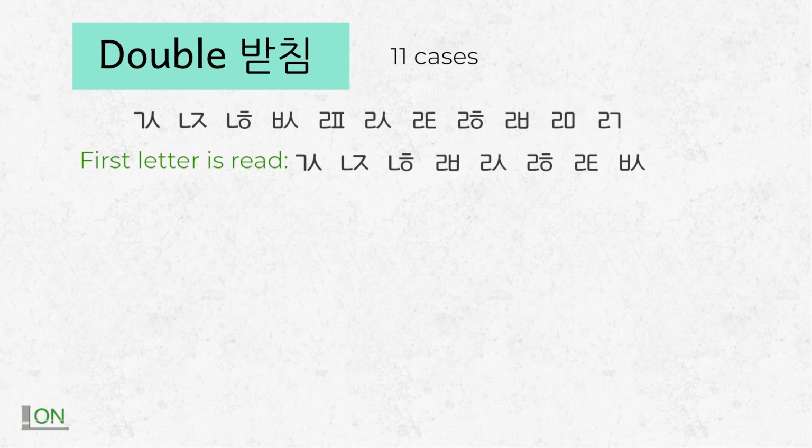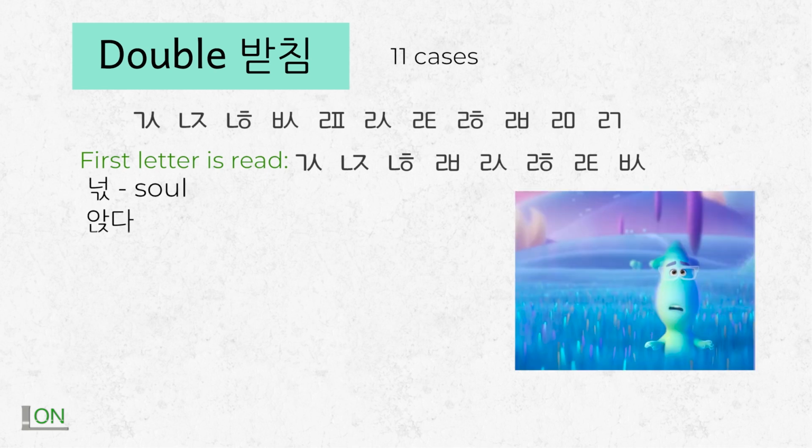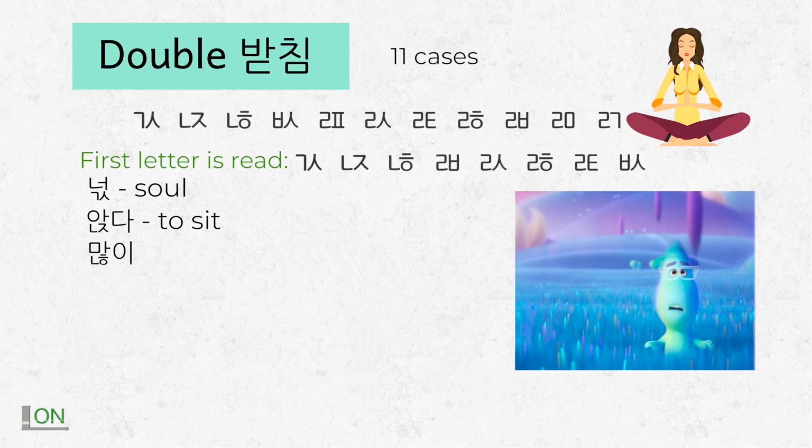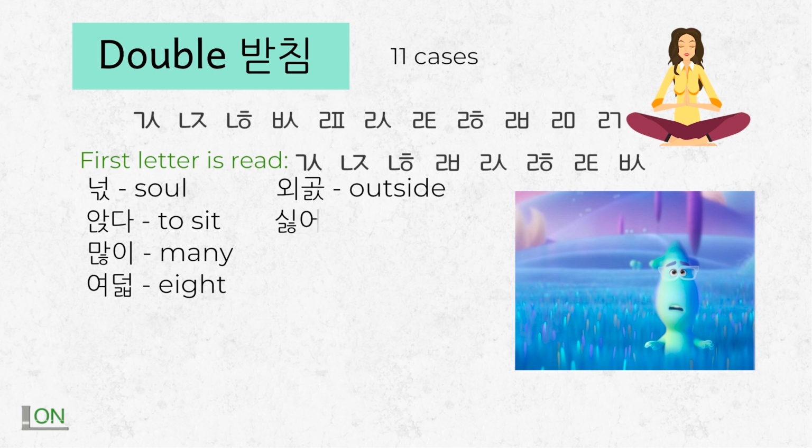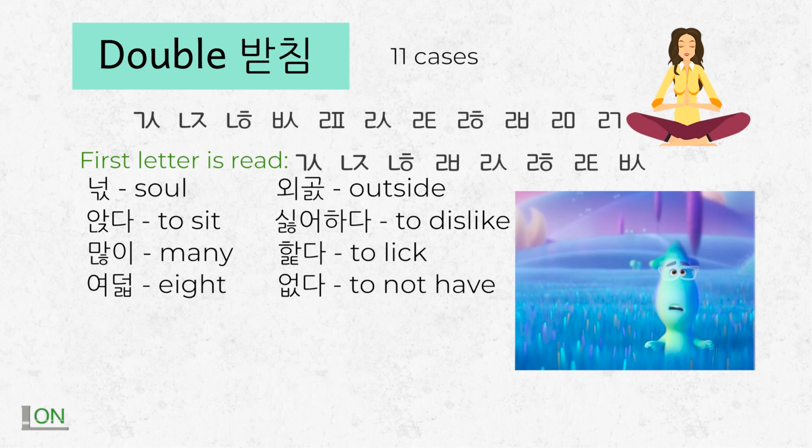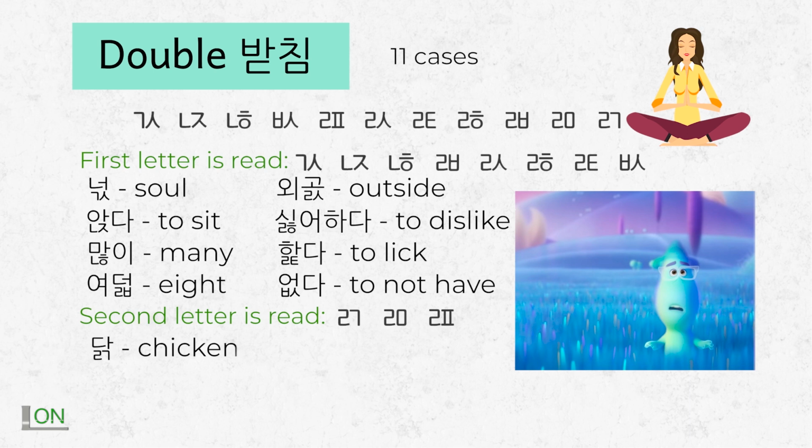For example, 넋, soul, 앉다, to sit. 많이, many. 여덟, 8. 외곬, single-mindedness. 싫어하다, to dislike. 핥다, to lick. 없다, to not have. There are only 3 cases where the second letter is read: ㄺ, ㄻ, ㄿ. For example, 닭, chicken. 삶, life. 읊다, to recite.